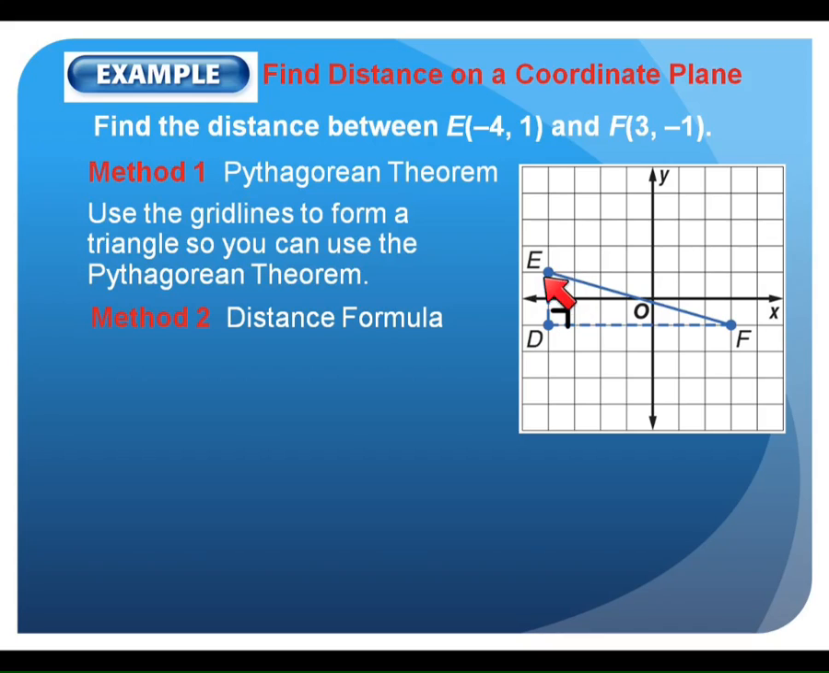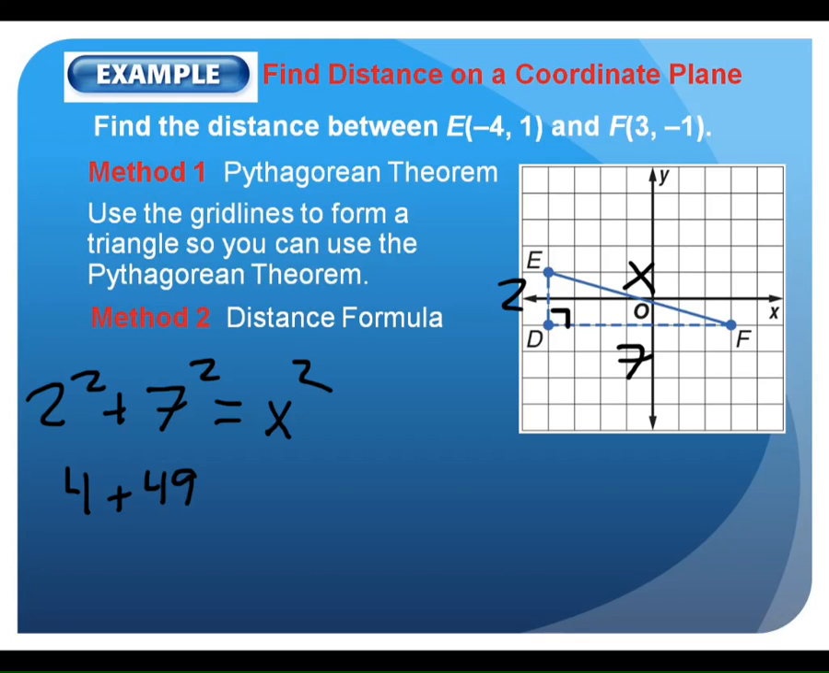So I know from E to D, that looks like it's 1, 2 units. From D to F, looks like it's 1, 2, 3, 4, 5, 6, 7 units. And I want to find what is E to F. So if I take this squared plus this squared, it's equal to x squared. 2 squared plus 7 squared is equal to x squared. That's what Pythagorean theorem says. If you take a leg squared plus a leg squared, it's equal to the longest side squared in a right triangle. Well, 2 squared is 4. 7 squared is 49. And adding those together gives you 53.